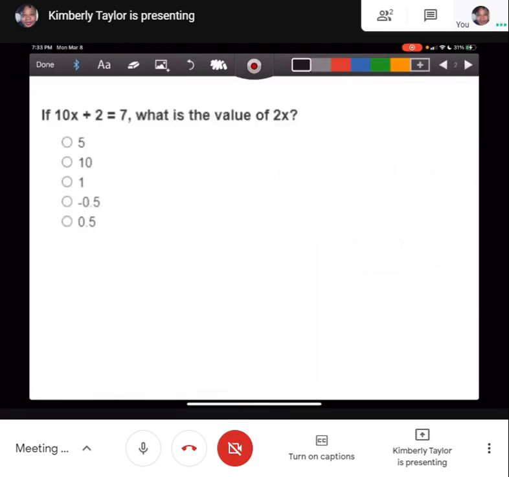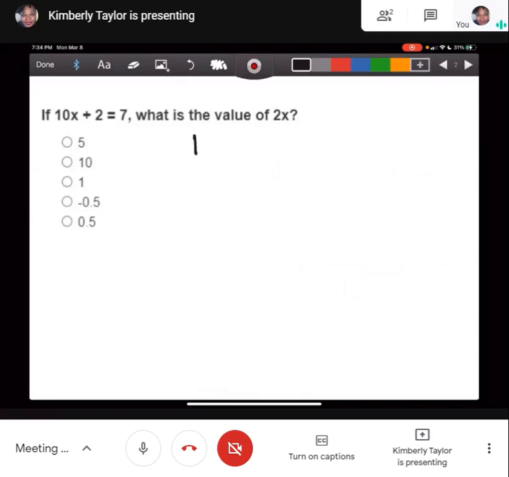So here is the first one. It says if 10x plus 2 is equal to 7, what is the value of 2x? With this question, the first thing you need to do is figure out the value of x before you can evaluate the expression 2 times x. So we're going to solve this equation for x.